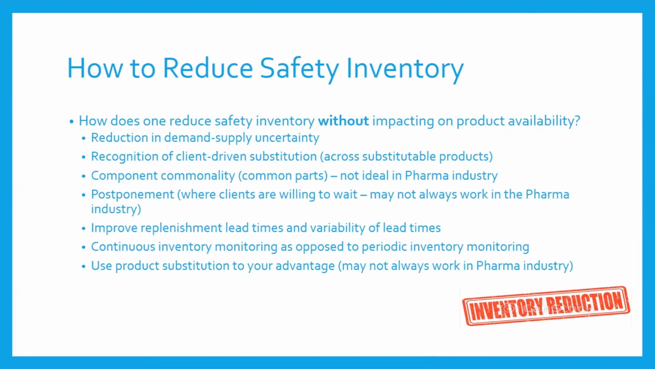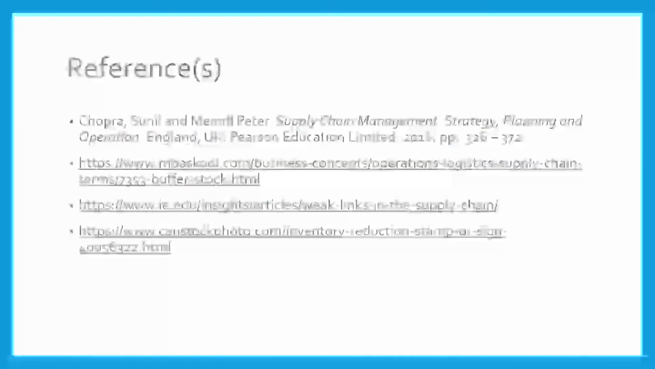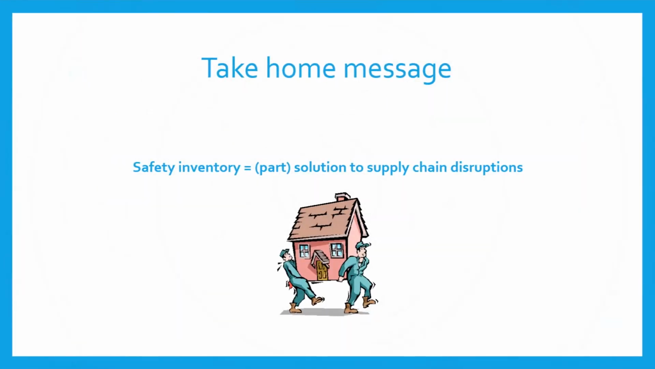Like I said, if it's one brand of paracetamol over another, then you can substitute. But if it's for chronic medication, always be careful about that. And those are my references. And my take-home message is that, yes, during supply chain disruptions, we can have a part solution. And the part solution to supply chain disruptions is safety inventory.